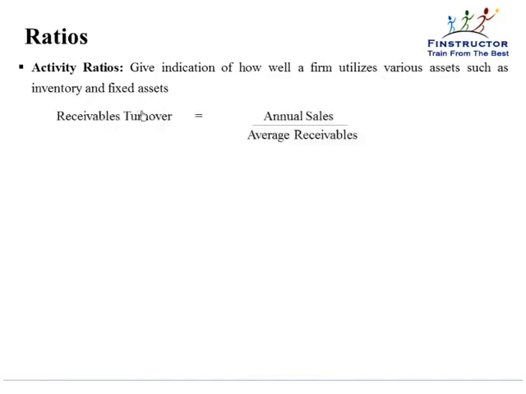So the first activity ratio that we'll study is called the receivables turnover, calculated as the annual sales upon the average receivables. Please note that this ratio is called an impure ratio since it is an income statement item divided by a balance sheet item. Whenever we have impure ratios, the balance sheet item would normally be an average of the last 2 years, whereas the annual sales or the income statement item will be for the preceding year. So the receivables turnover is defined as the annual sales upon the average receivables.